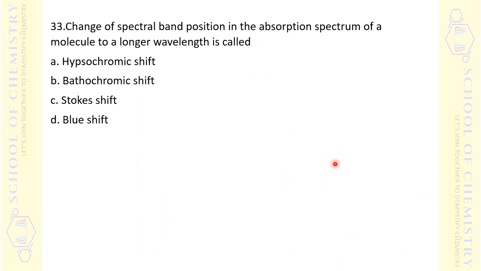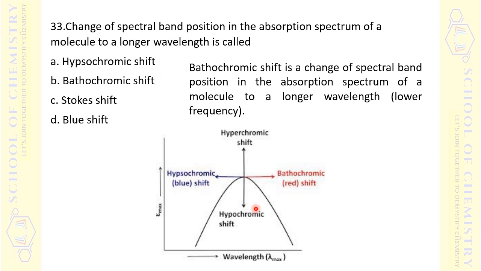Next one, again it is based on UV visible spectroscopy. In UV visible spectroscopy, the term bathochromic shift is used. In fact, regarding that they have asked the question: what do you call it when the spectral band position in the absorption spectrum of a molecule shifts to a longer wavelength? So actually it is bathochromic shift. That can be explained with the help of this diagram.